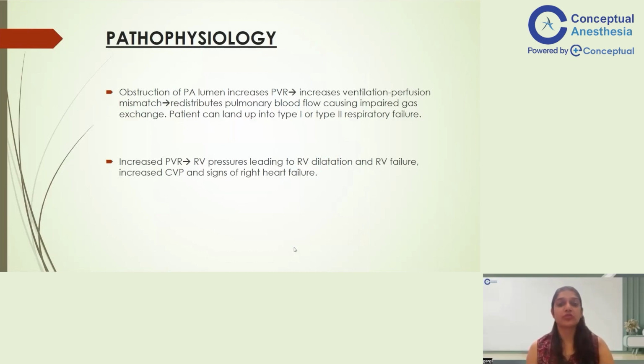So now, why are we so worried about pulmonary embolism? In pulmonary embolism, there is an obstruction of the pulmonary circulation. So that is going to have an impact on the lungs, as well as on the heart. Once the obstruction of the pulmonary arterial lumen increases, that causes an increased pulmonary vascular resistance. And obviously that's going to increase the ventilation perfusion mismatch.